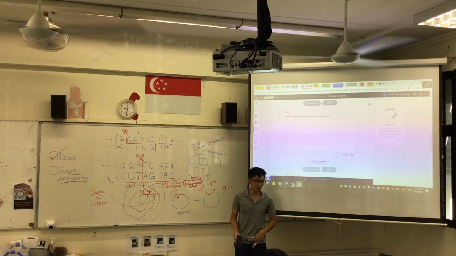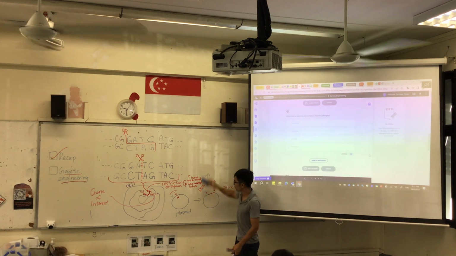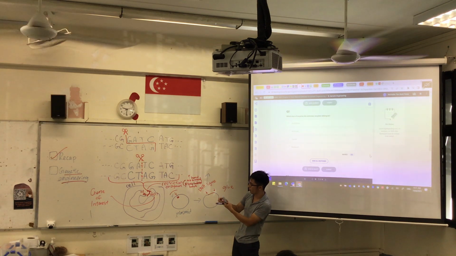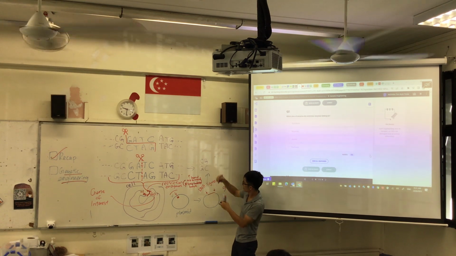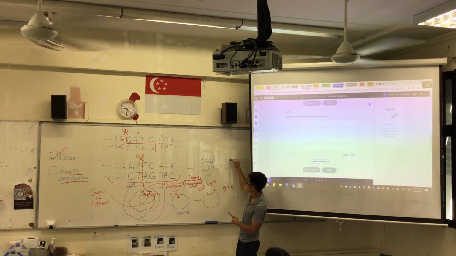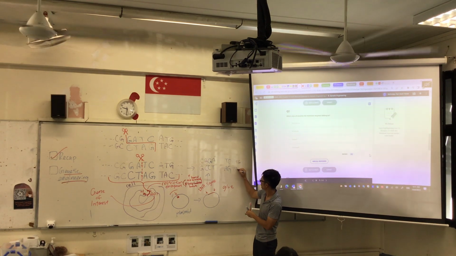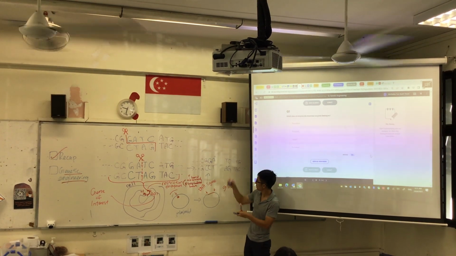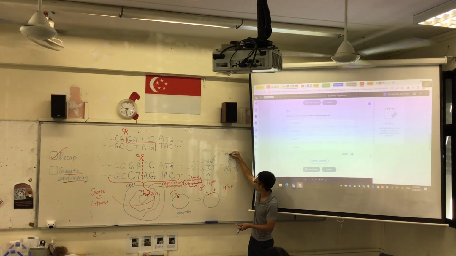But the outcome of these two forms of cutting is different. Because if you were to cut this way, you end up with two ends that we call blunt. So after cutting, this is what you get: GC, then GA, CT, TCAG. We call such ends blunt ends.